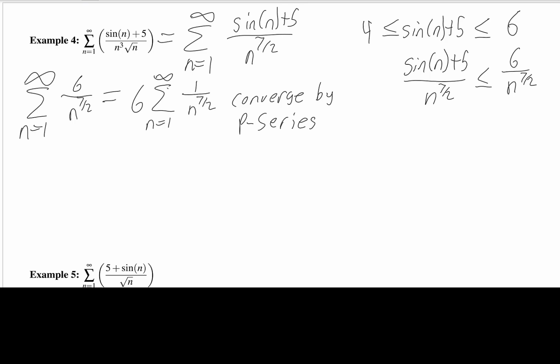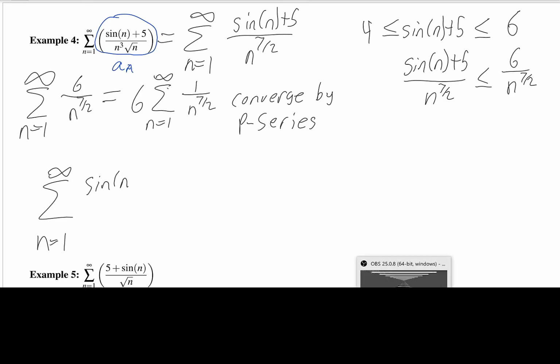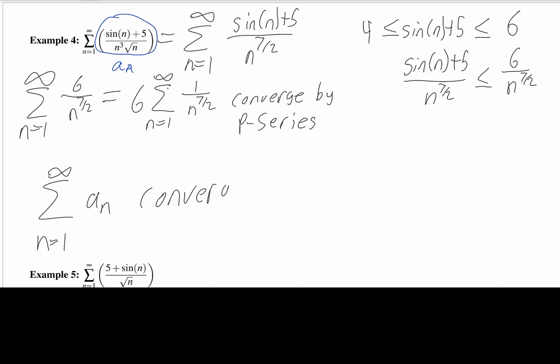Alright, and so since I have a bigger thing that converges, we can say that the smaller thing, so this is our a sub n, the sum from n equals 1 to infinity of sine of n, I'm just going to write this as a sub n, we can say that this converges by the comparison theorem.